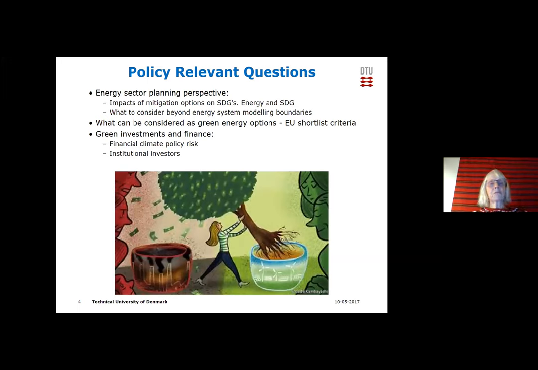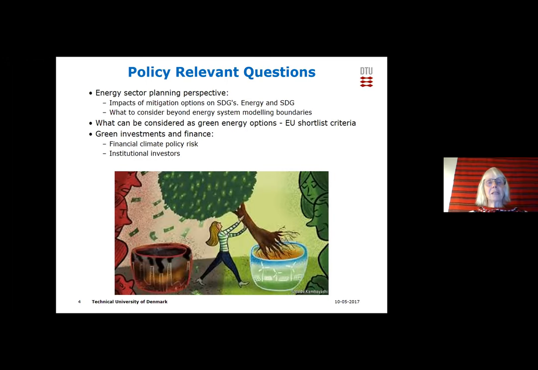In terms of policy relevant questions, which I think is very important for you as modelers and also in the IPCC context, it's in the energy sector planning perspective, the way I see it, very much from considering specific mitigation options to what are their impacts on the sustainable development goals. So we are more or less examining, if you want to change the energy system in a specific way, what would be the impact on the sustainable development goals? But we also know that there are limitations in what an energy system model can address, but there are still very important sustainable development impacts of changing the energy systems, for example, in terms of renewable energy, and I will get a little bit closer into that.